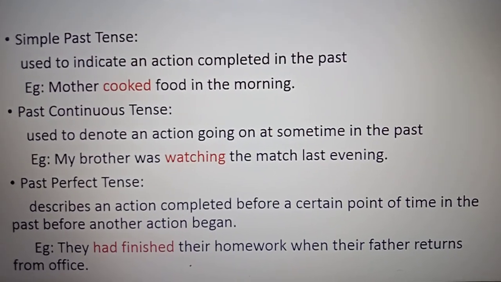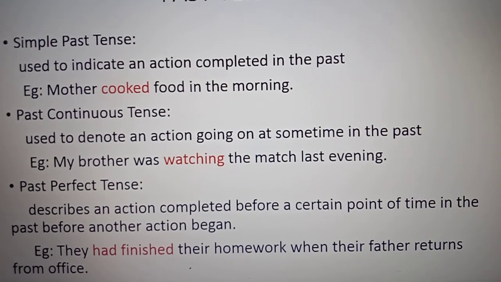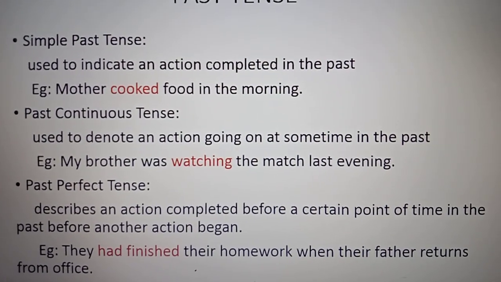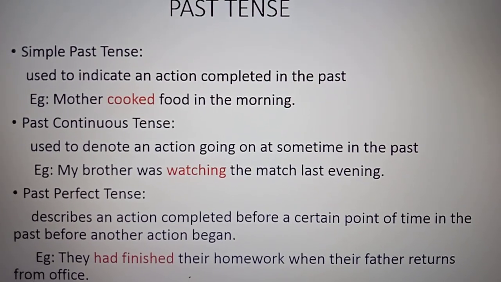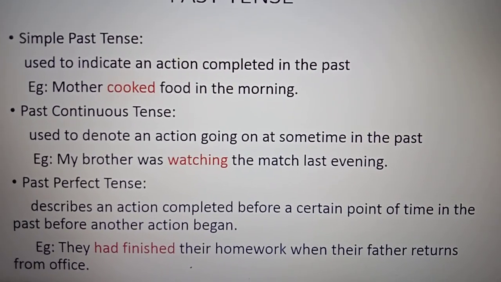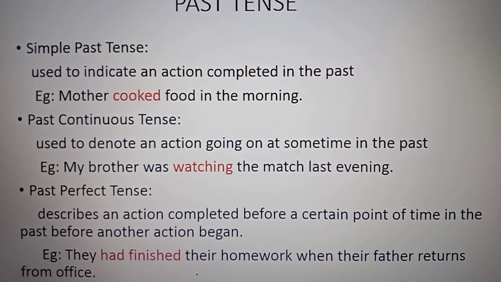For example, they had finished their homework when the father returns from office. So before the father returns from office, they had just finished their homework. So here you can see, children, in the past perfect we have used subject plus has or have. Got it? Has or have we have used.